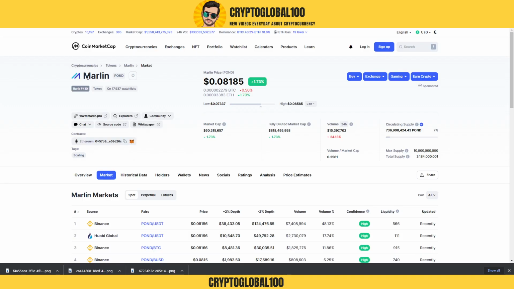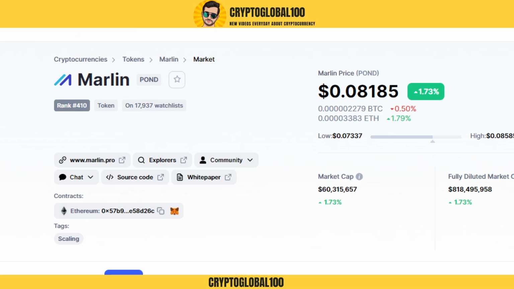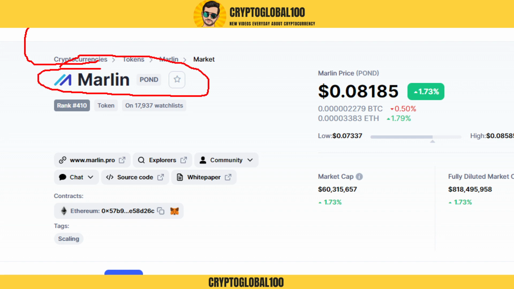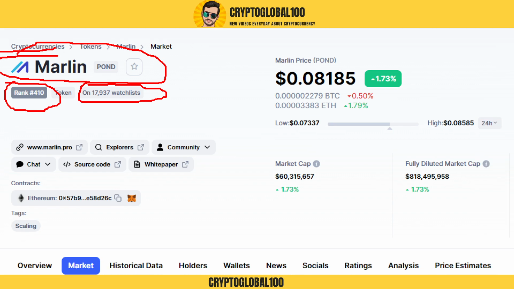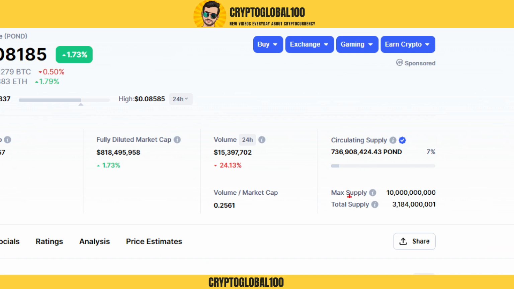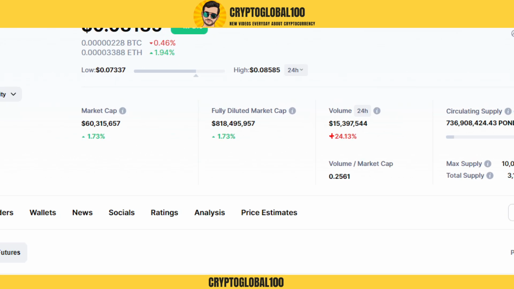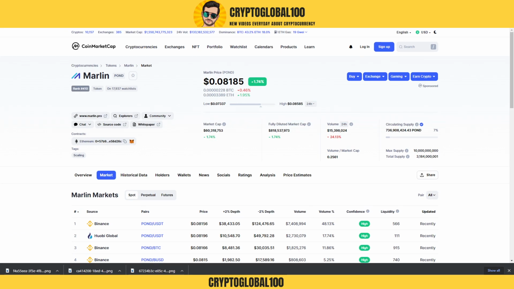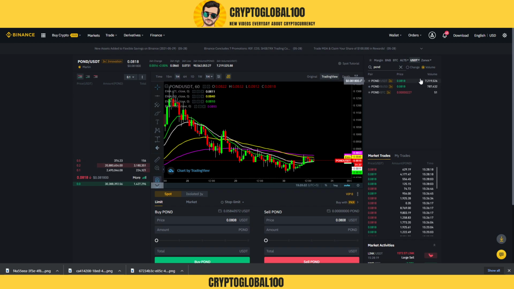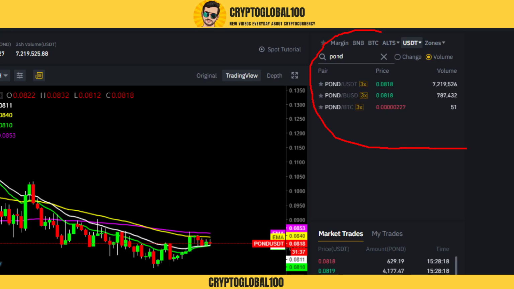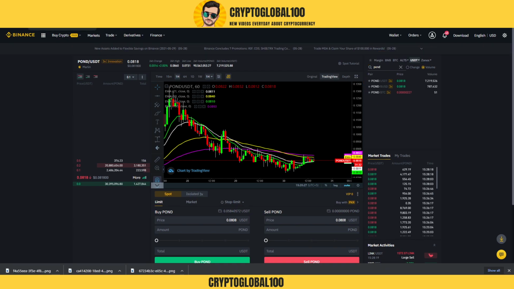I'm going to take a look at Marlin Pond on CoinMarketCap. It's currently ranking 410, with almost 18,000 people holding it. They have a supply of approximately 736 million, which is a good supply. The volume is good, and it's listed on Binance. Everything listed on Binance is a good coin.